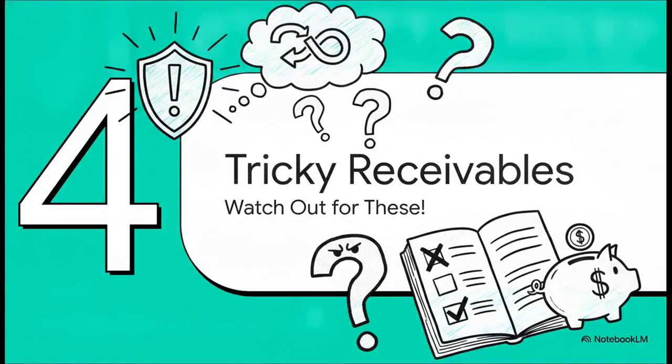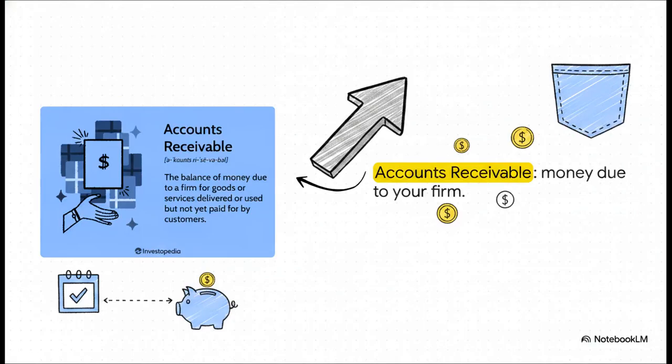Which brings us to Section 4. Tricky receivables. Alert! Pay super close attention here, because this specific pairing of accounts is practically guaranteed to show up on your test. First up, we have accounts receivable. Basically, this is the balance of money due to your firm for goods or services that have been delivered but just haven't been paid for by the customer yet. So why is this an asset? Well, because even though you don't literally have the cash in your hand today, you legally own the right to collect that cash in the near future. It represents incoming economic value.